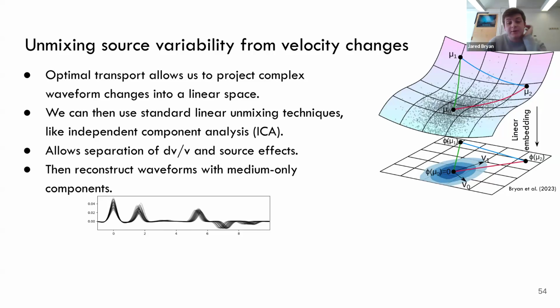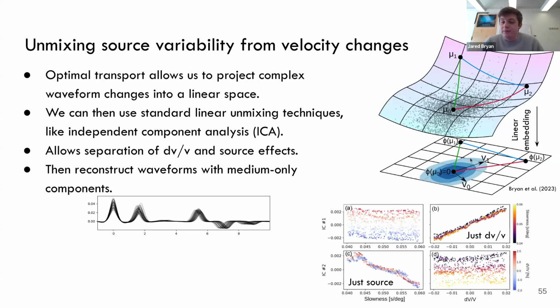So the way that we do that is we might have some set of receiver functions where both the incidence angle and the velocity change vary. This is a synthetic receiver function example. And we make this projection into this linear space, and we take two independent components, and we see in this space here, we can completely capture the signature of the velocity change onto one of these independent components, and the signature of the incidence angle change onto this other independent component.